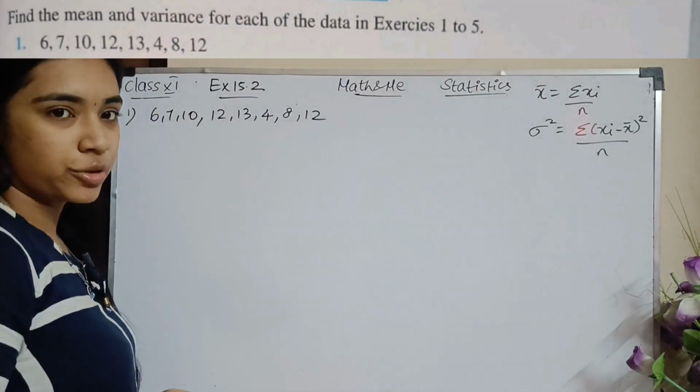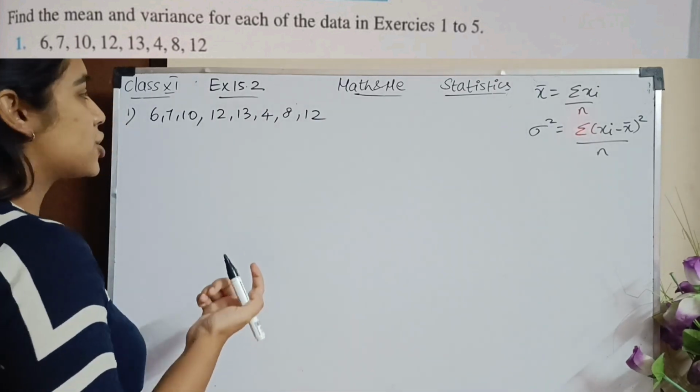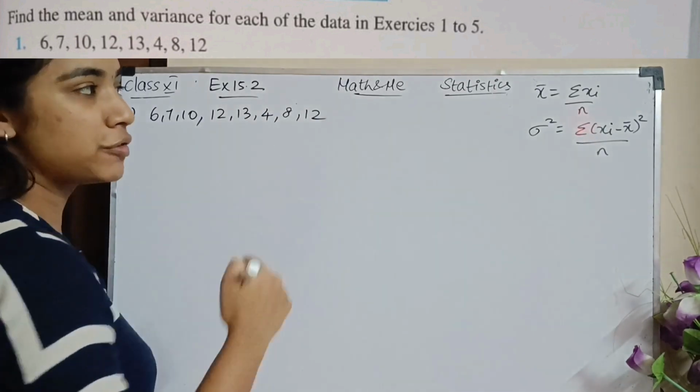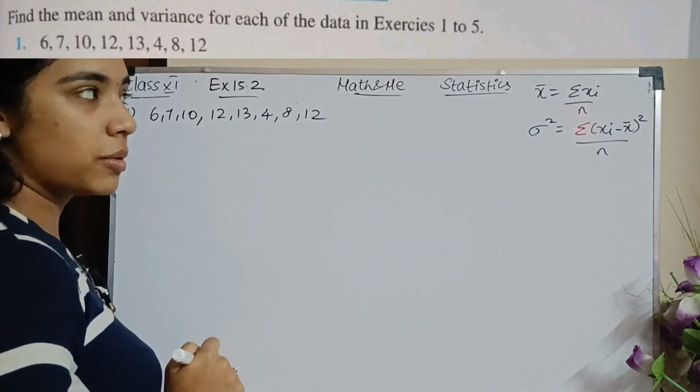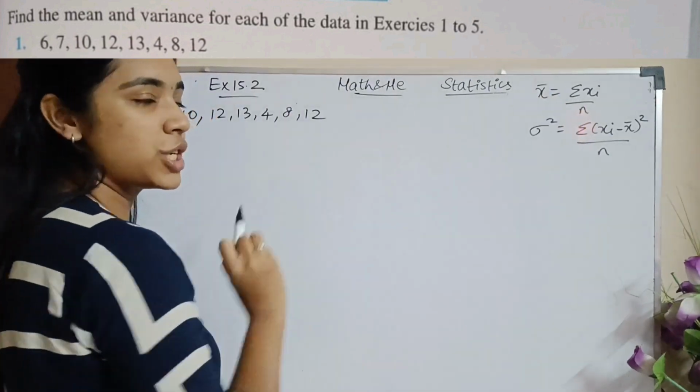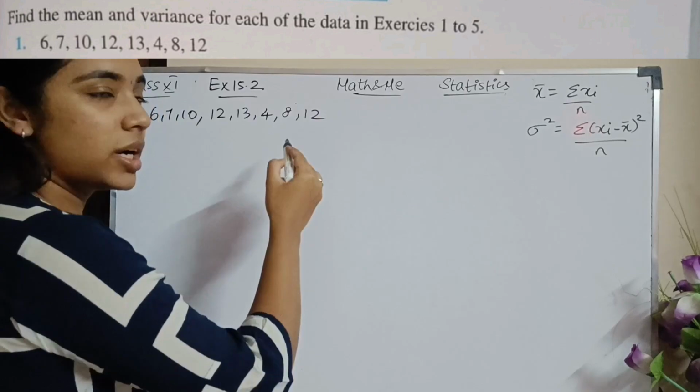Moving on to exercise 15.2, we have the ungrouped data, correct? So, now, ungrouped data, you need to find your mean and the variance. So, what is the formula for mean? Mean is the sum of all observations divided by the total number of observations. You do not have any frequency, correct?